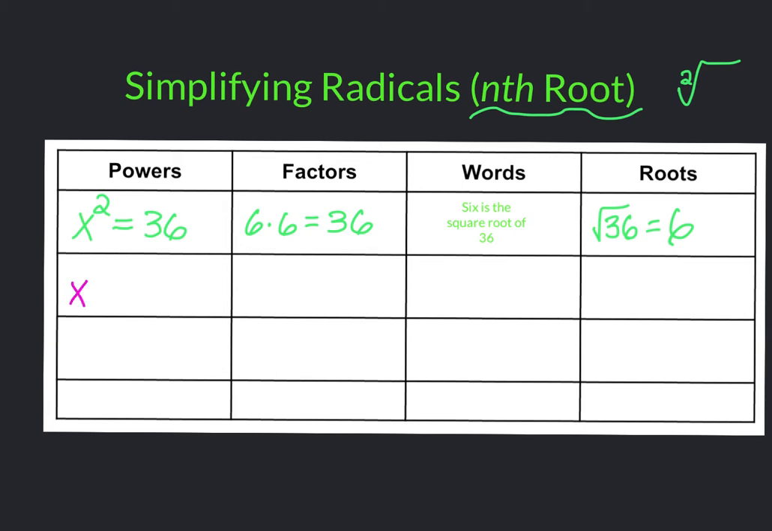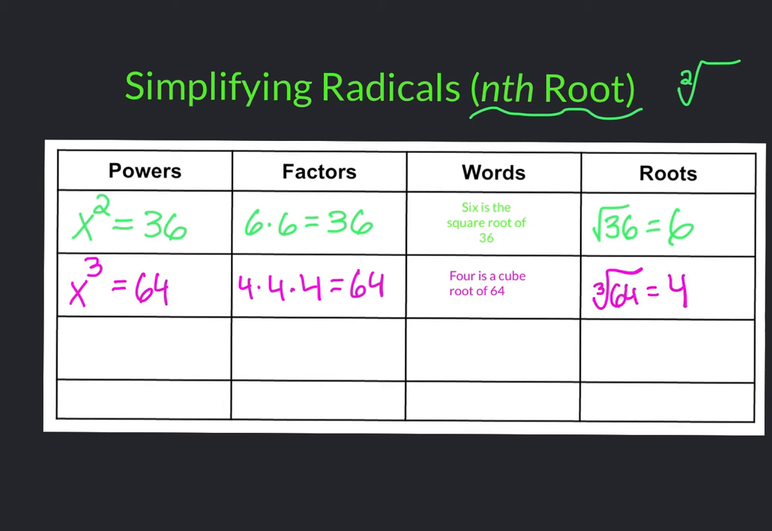Let's look at x to the third power. What to the third power is equal to 64? What number, when you multiply it by itself 3 times, gives you 64? 4 times 4 times 4, I know, is 64. Therefore, 4 is a cube root of 64. How we write that: a cube root is like a square root, but with a little 3. The cube root of 64 is 4.